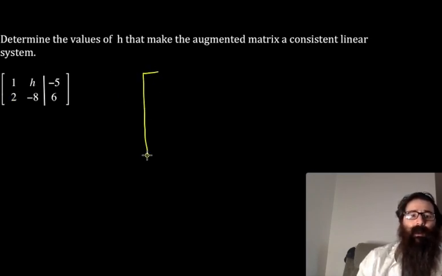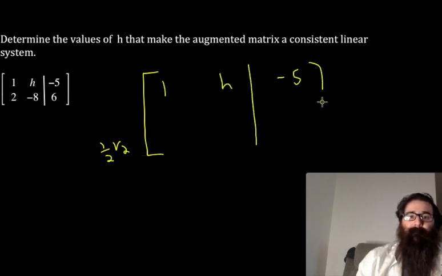Now, right away to start, I would notice that row 2 could actually be scaled. I could do 1/2 row 2. So I'm going to rewrite row 1. That's 1, h augmented with minus 5. Row 2, I'm going to divide everything by 2. That's going to give me 1, negative 4, augmented with 3.